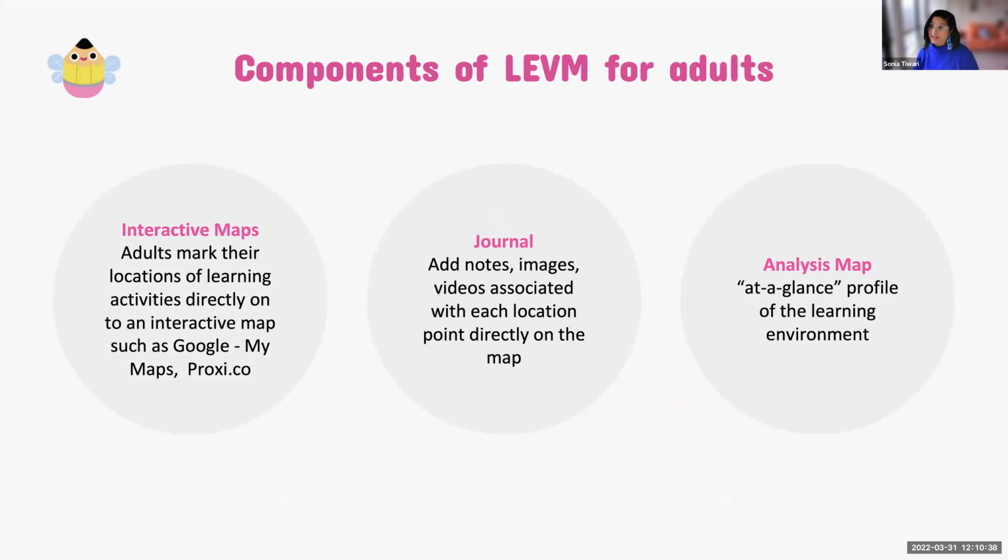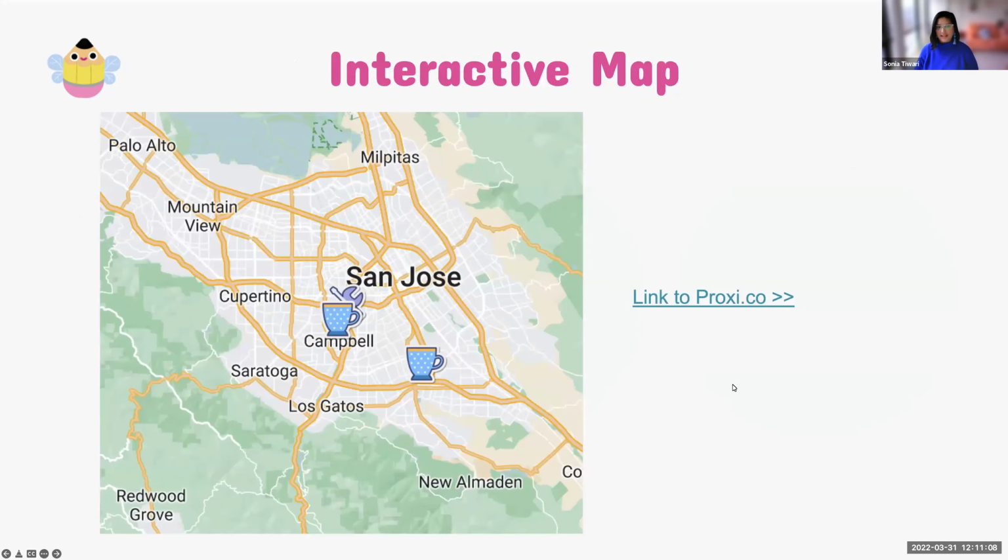Now for adults, we can directly map out things in an interactive map like Google My Maps or proxy.co. You can directly add markers and then start adding a digital journal right there. Add notes, images, videos associated with any of the locations. And then the analysis map is very similar. You can look at the interactive map and then start mapping out in the analysis map. So here's an example.